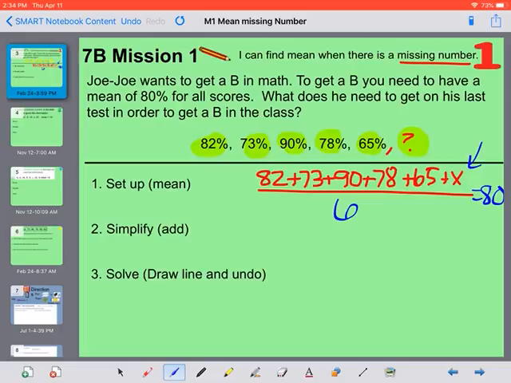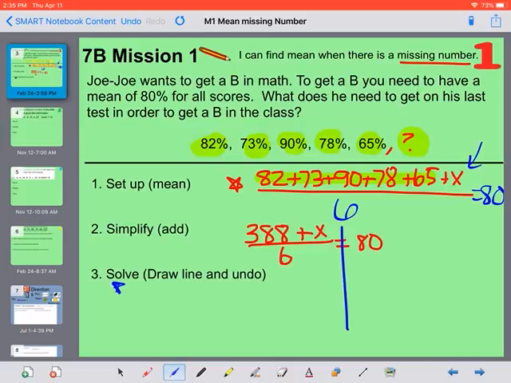So first we're going to simplify or add up all of these numbers that we can so far, except for the x. We're going to plug in my calculator. 82 plus 73 plus 90 plus 78 plus 65. And I get 388 plus something divided by 6 equals 80. All I did was rewrite everything that I had up here exactly how it is. Now it just says solve it.